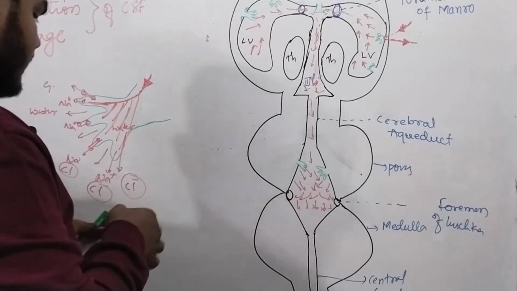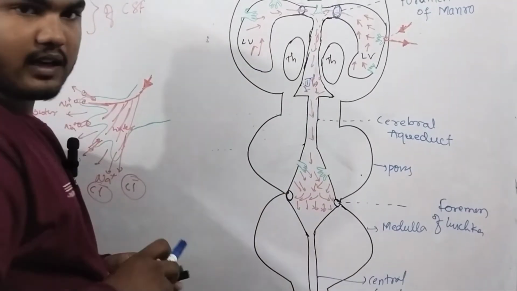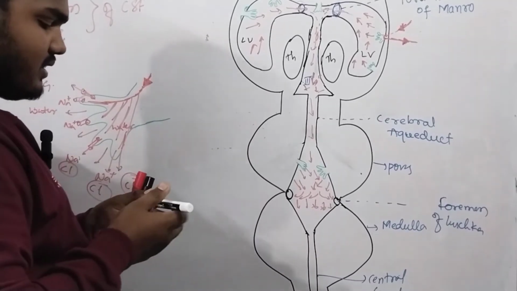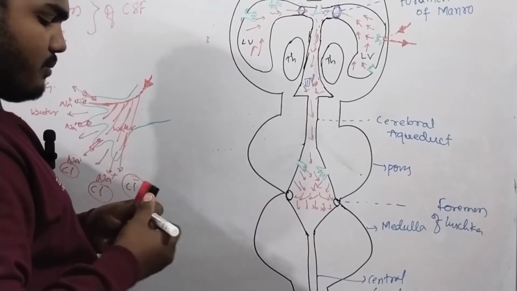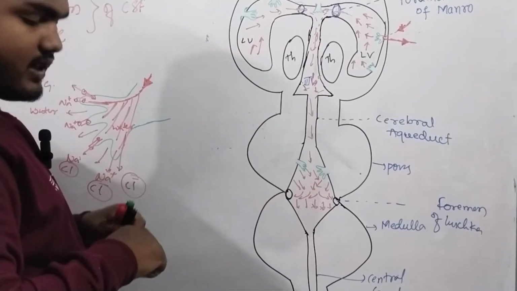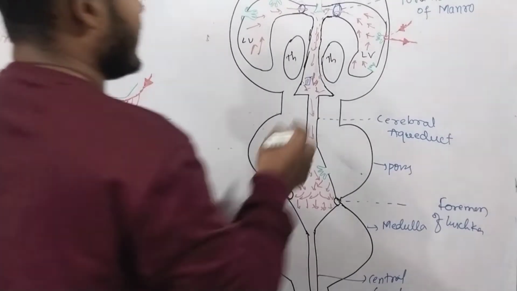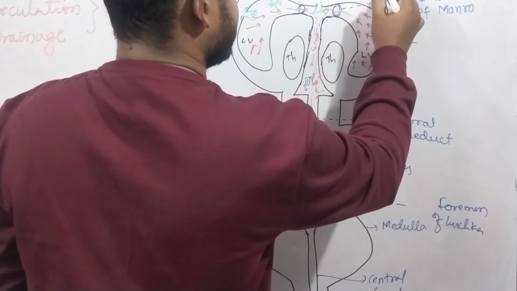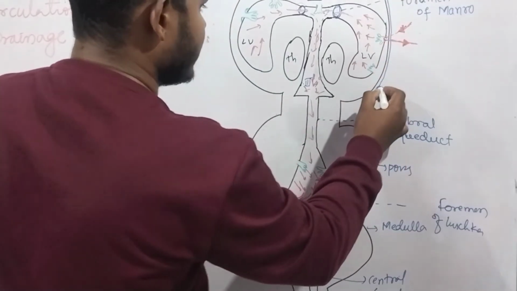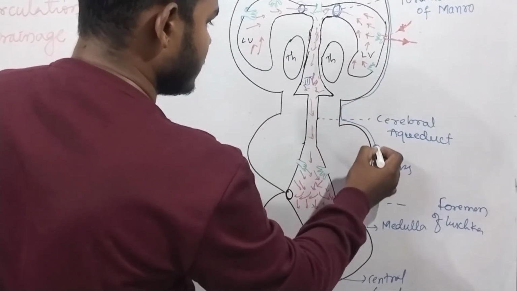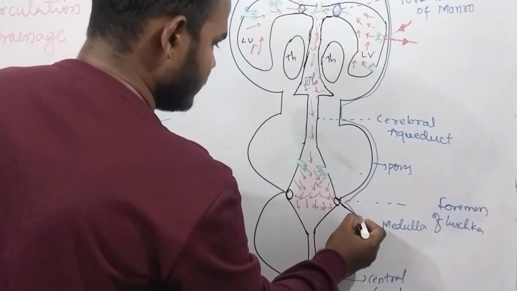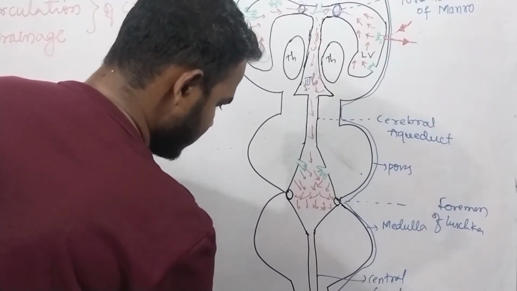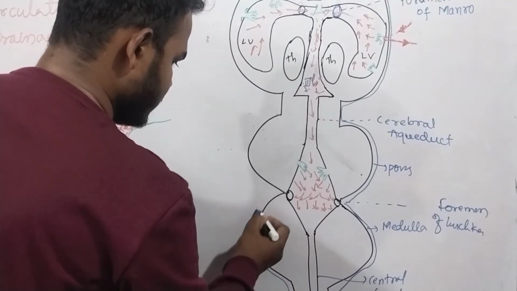The brain and the spinal cord are covered by a special tissue layer, known as the meninges. The smallest layer, the innermost layer, is the pia mater. Let me draw it here. This is the pia mater, the innermost layer of the brain and the spinal cord.